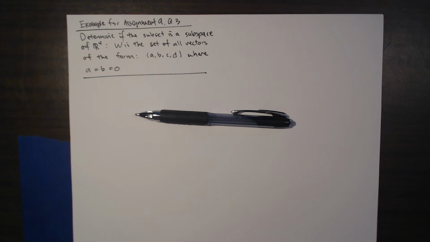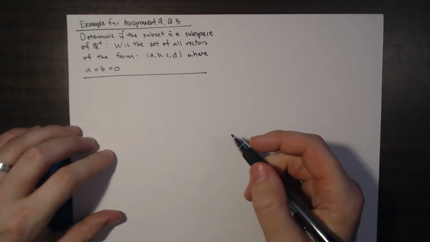So we should expect that the sum belongs in the subset. Now, for a scalar multiple, let's take a vector where the first two entries are 0 and multiply by a number. Well, 0 times anything is still 0, so the first and second entry are still 0. So we anticipate that this should be closed under scalar multiplication and vector addition. So we want to say that this will be a subspace. So now we should show that.